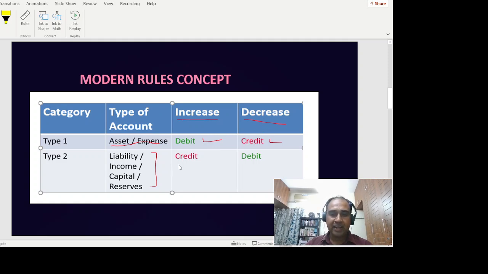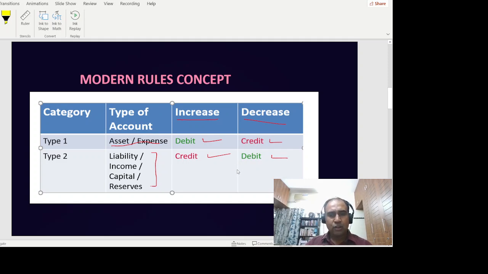Liability, income, capital and reserve, whenever they are increasing, credited. Whenever they are decreasing, debited. Clear, guys? Very simple. Let's repeat again. Asset and expenses increase means debit. Asset and expenses decrease means credit. Liability, income, capital and reserve increase means credit. Liability, income, capital and reserve decrease means debit.